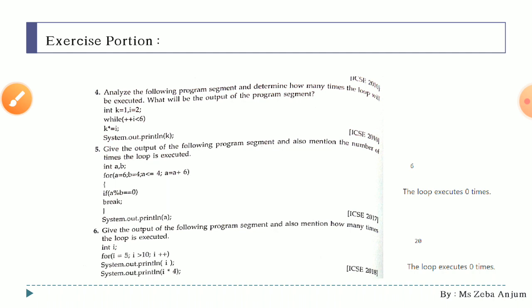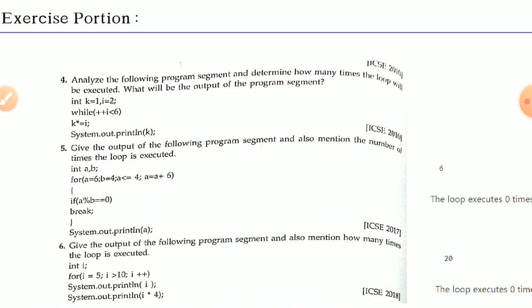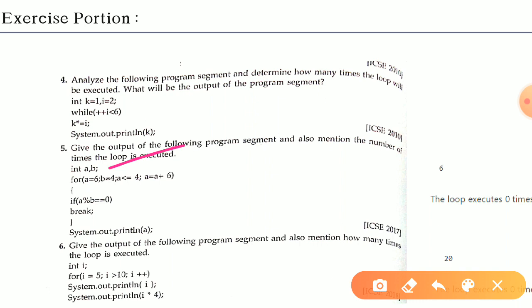Now moving forward with our fifth question. Give the output of the following segment. Also mention the number of times the loop will be executed. You have to give the output and then tell how many times your loop is executed. Over here we have two numbers, a as well as b. The value of a is 6, the value of b is 4.